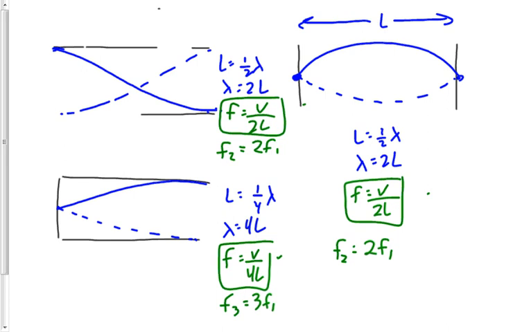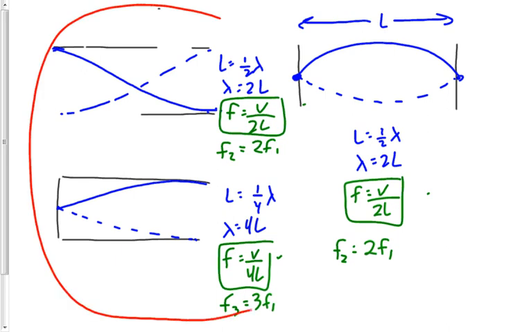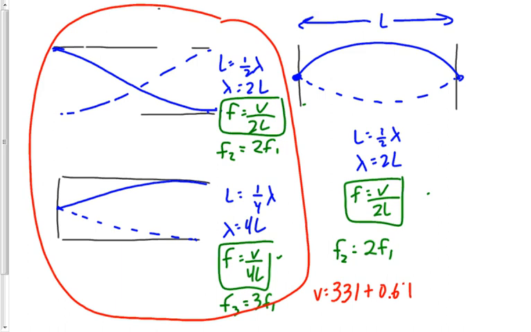Now there is one more equation that we saw yesterday that helped us to sometimes analyze these problems with air columns. So we sometimes saw this other equation, 331 plus 0.6 times t. What was that for? At standard pressure, this gives us the speed of sound. The speed of sound varies with the temperature. And at standard pressure, it's 331 plus 0.6 times t.